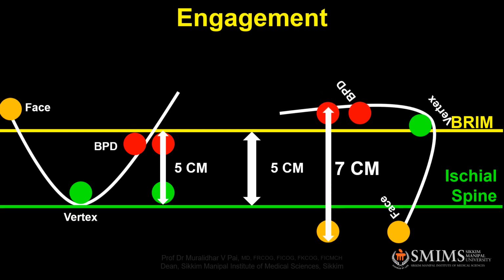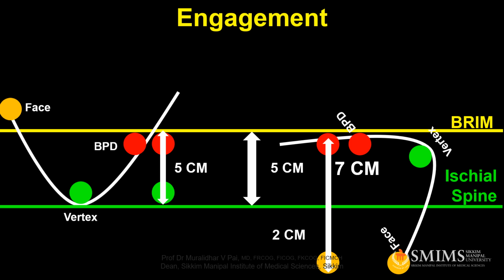Hence, when the biparietal diameter crosses the pelvic brim, the face is 7 centimeters below the brim, in other words, 2 centimeters below the ischial spine. So, when you palpate the face at ischial spine, the head is not yet engaged. However, when the head is engaged, the face is in fact 2 centimeters below ischial spine, or we can say +2 station.